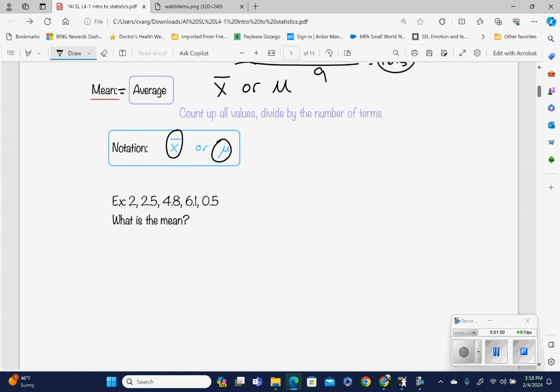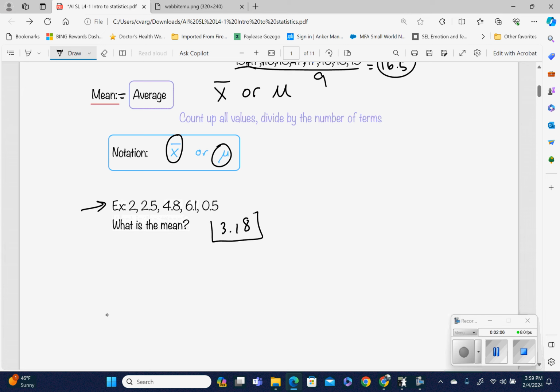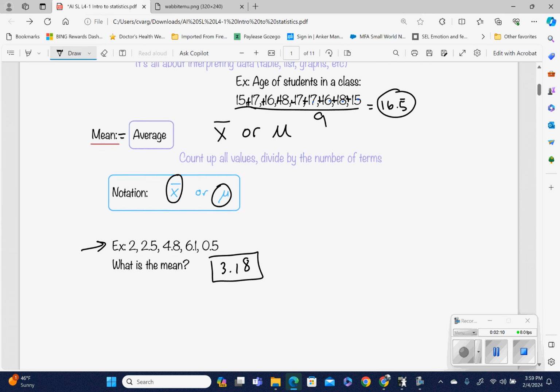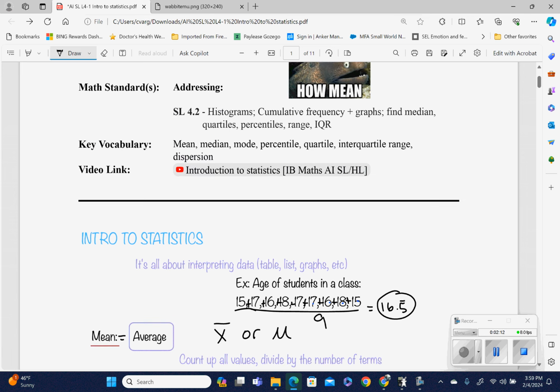I want you to go ahead and pause the video and do this example. So the example has 2, 2.5, 4.8, 6.1, and 0.5. Find the mean of that. So pause the video right now. When you do this, you should get 3.18 is your mean if you did that correctly. So this is just refreshing your memory about what mean means.